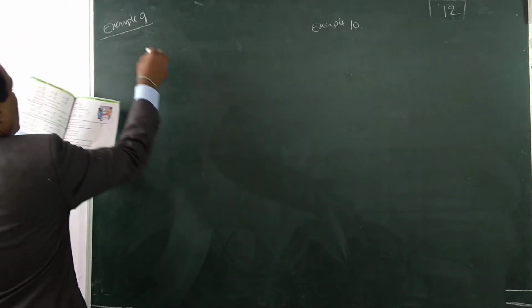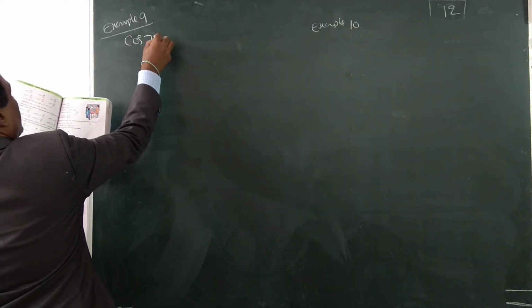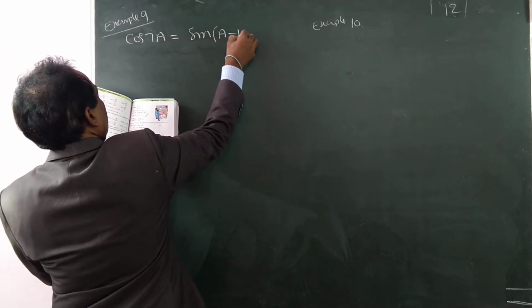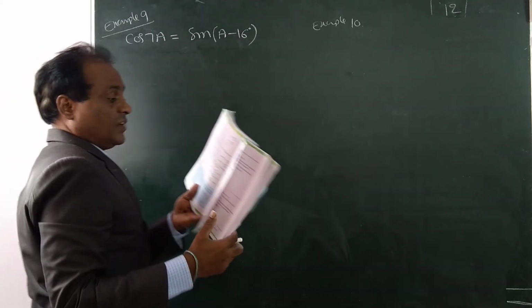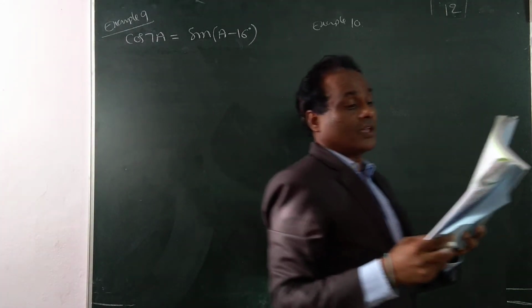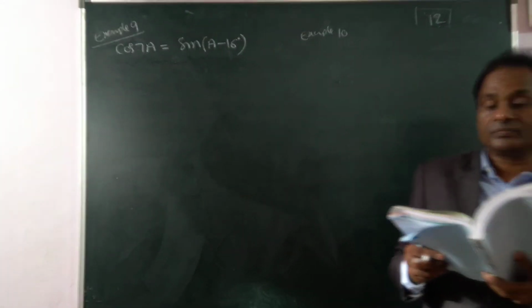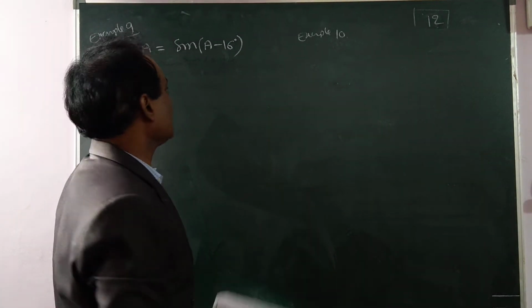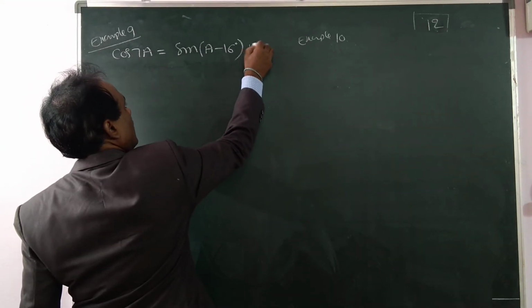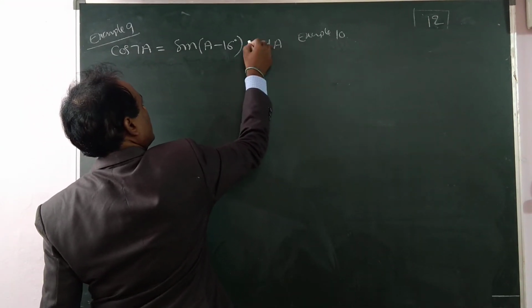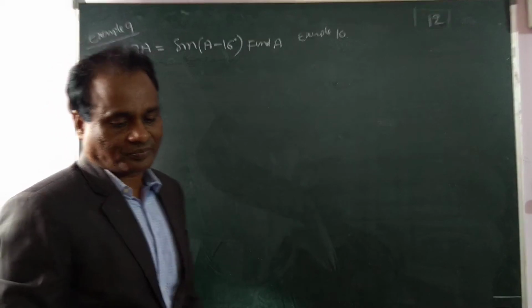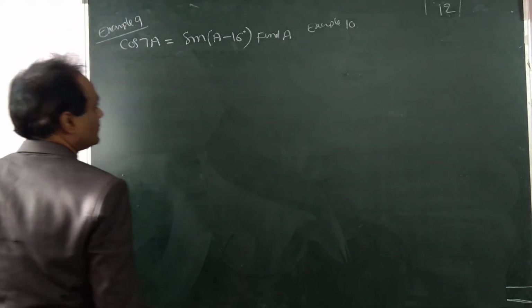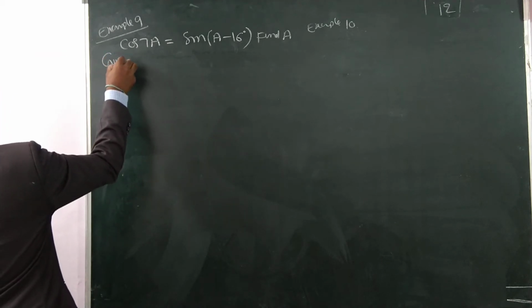See here. If cos 7a is equal to sine of a minus 16, where 7a is an acute angle, find a. Find a. This is the question. I am solving.